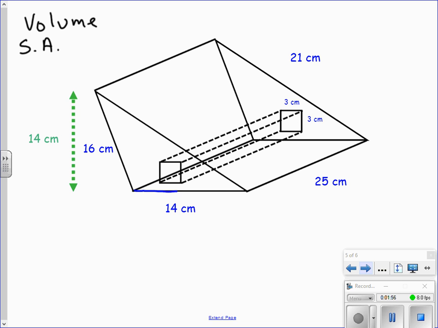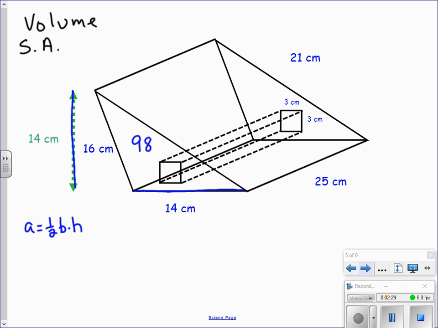We've got the base of 14 and the height of 14. So remember, the area of a triangle is half the base times the height. So I need 14 times 14 and then half of that. 14 times 14 is 196, and when I divide that by 2, don't forget to cut it in half, is 98. If you forget to cut it in half, you're going to get 196, which is way too much.